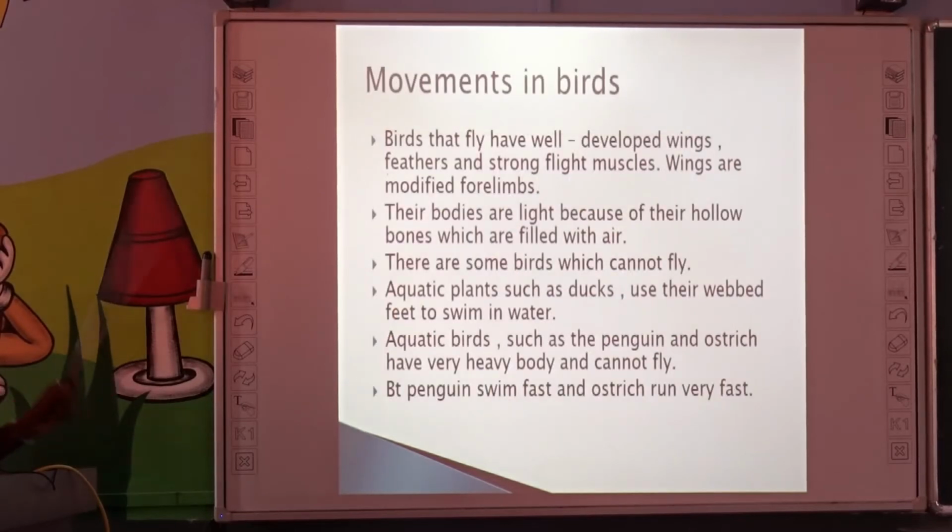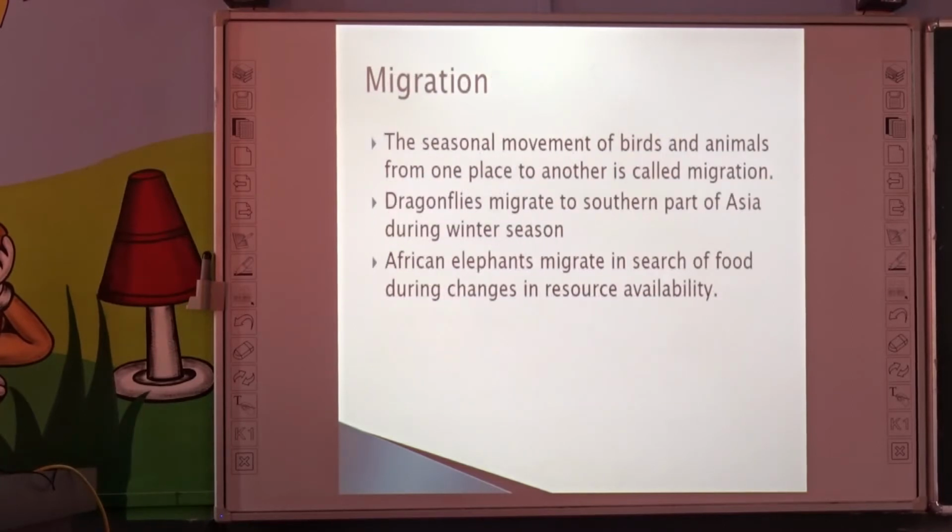Movement in birds. How do birds move to another place? Birds that fly have well-developed wings, feathers, and strong flight muscles. Wings are modified forelimbs. Their bodies are light because of their hollow bones, which are filled with air. There are some birds which cannot fly. Aquatic birds such as ducks use their webbed feet to swim in water. Penguins and ostriches have very heavy bodies and cannot fly. But penguins swim fast and ostriches run very fast.